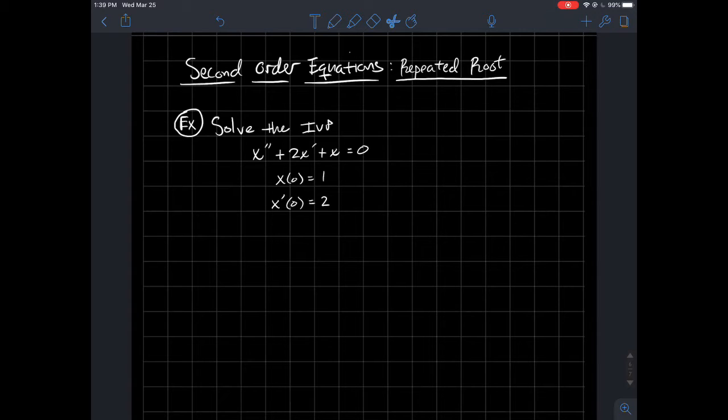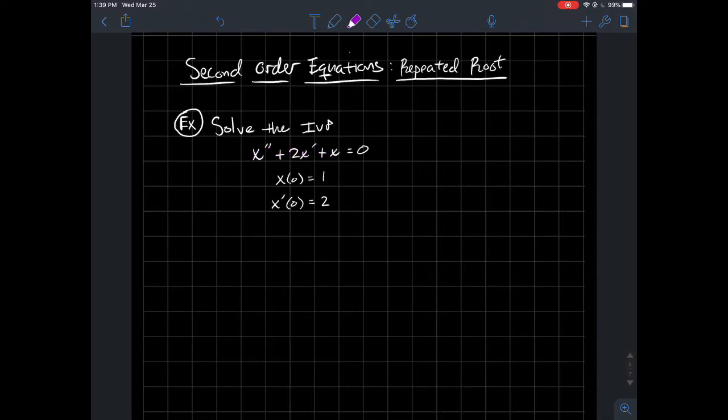So the value of x at 0, when t is 0, you get x is 1, and when t is 0, you get its derivative as 2. So how do we do this? Remember what we've been doing. We've been taking the equation that we're given, and we're looking for a, b, and c. So a is 1, it's on x double prime, b is 2, and c is 1, the thing on x.